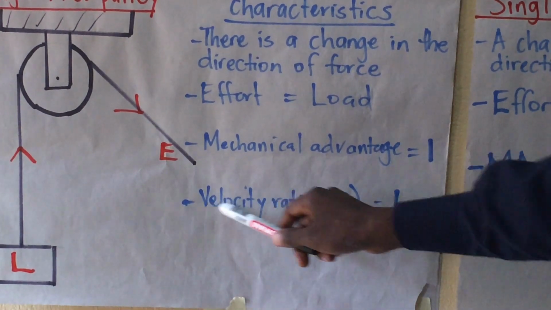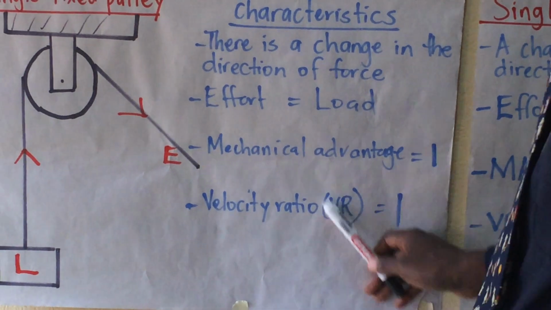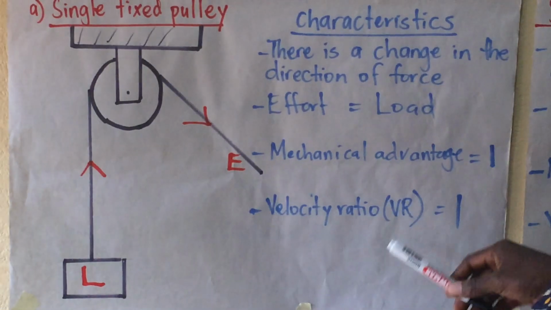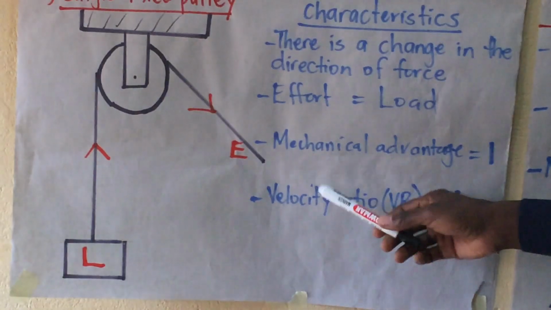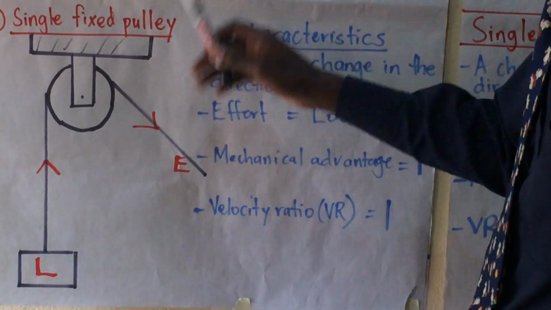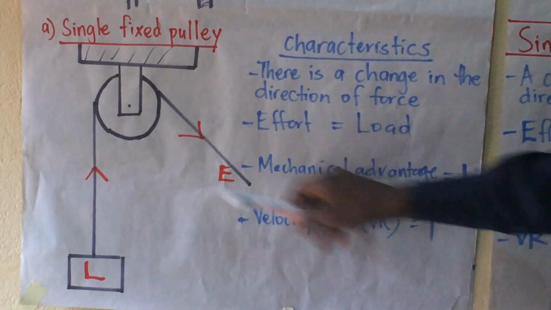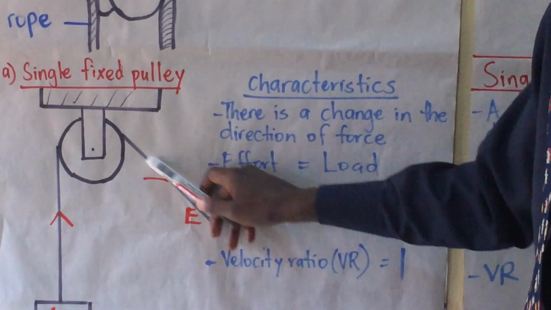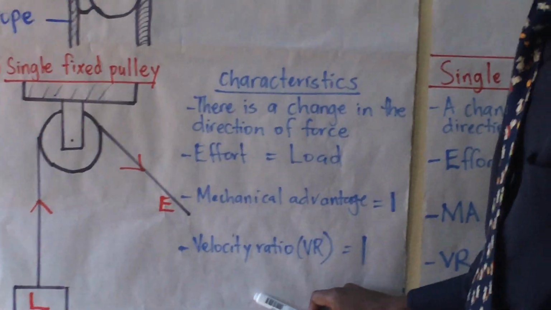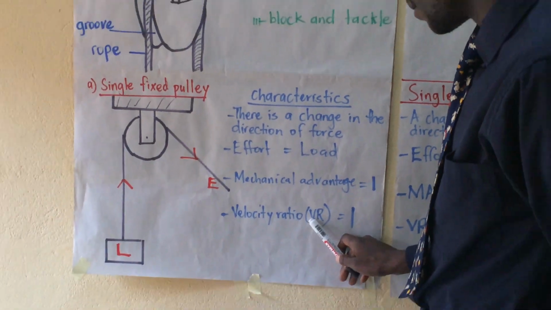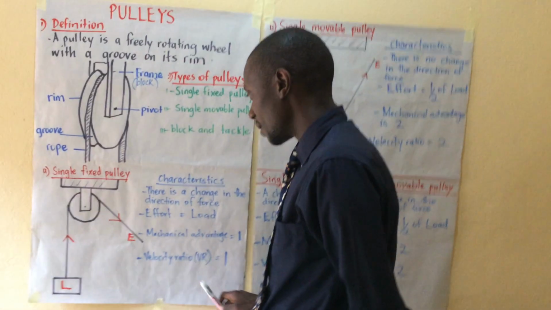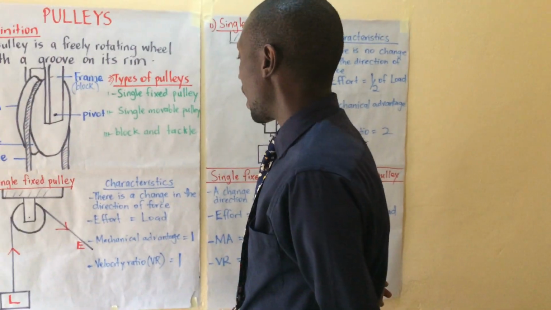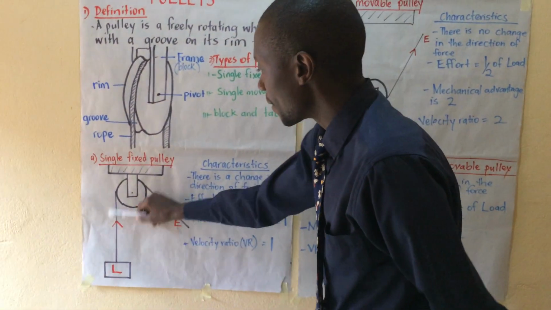And then the velocity ratio is also 1. We defined velocity ratio in earlier videos. Velocity ratio is the ratio of the distance moved by the effort to the distance moved by the load. So when the load moves 5 meters, the effort will also have moved 5 meters. Velocity ratio is equal to effort distance over load distance. Those are the characteristics of the single fixed pulley.